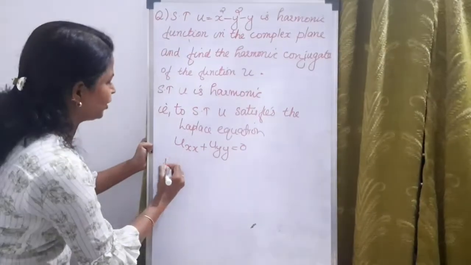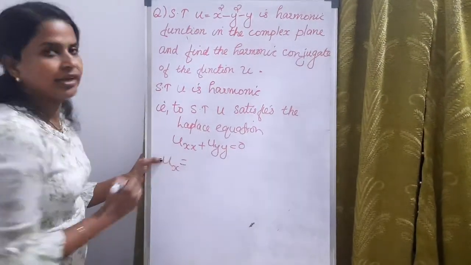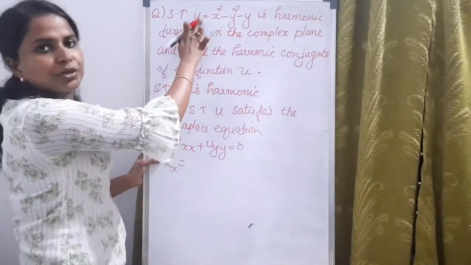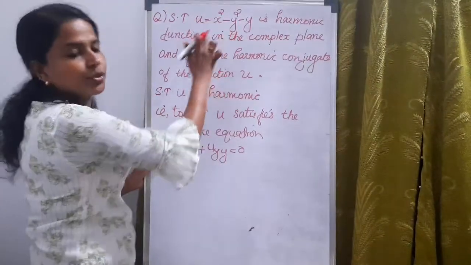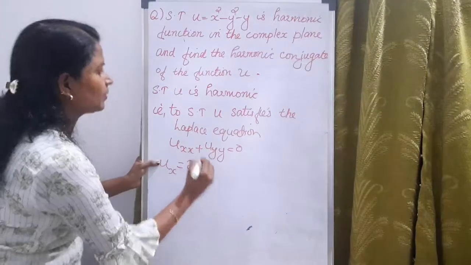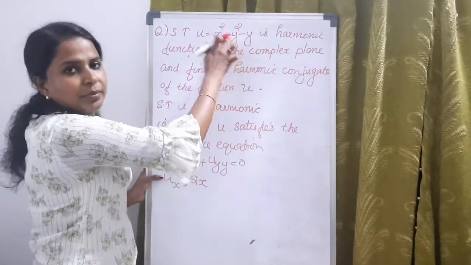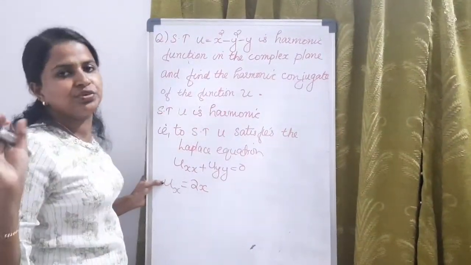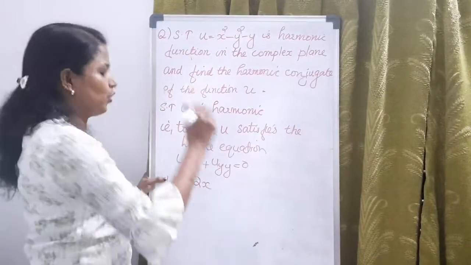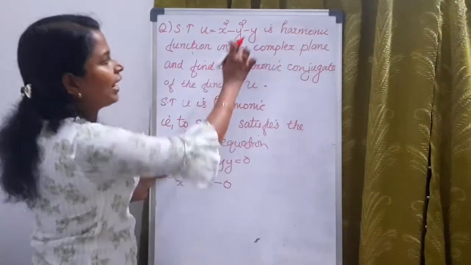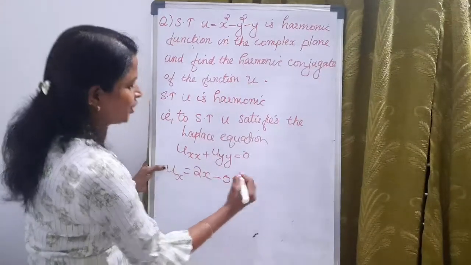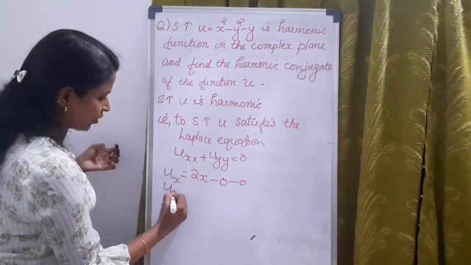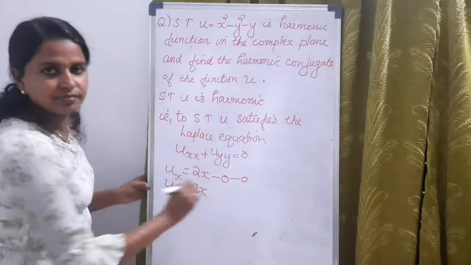So first we find ux. What is ux? Differentiating u with respect to x. The derivative of x square is 2x. Then minus y square; y square is constant, and the derivative of a constant function is 0. Again minus y, the derivative of minus y with respect to x is 0. So we get ux equal to 2x.